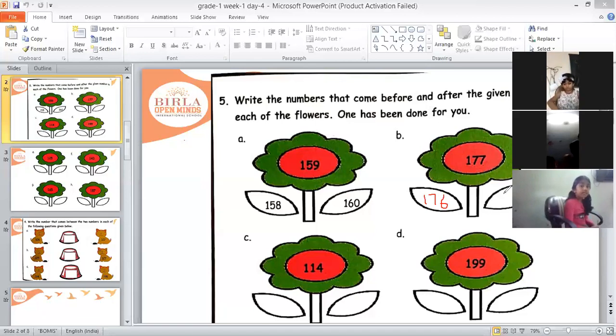And what comes just after 177, children? 178. So here you have to write the number 178. Okay. So here you will write the number 178.